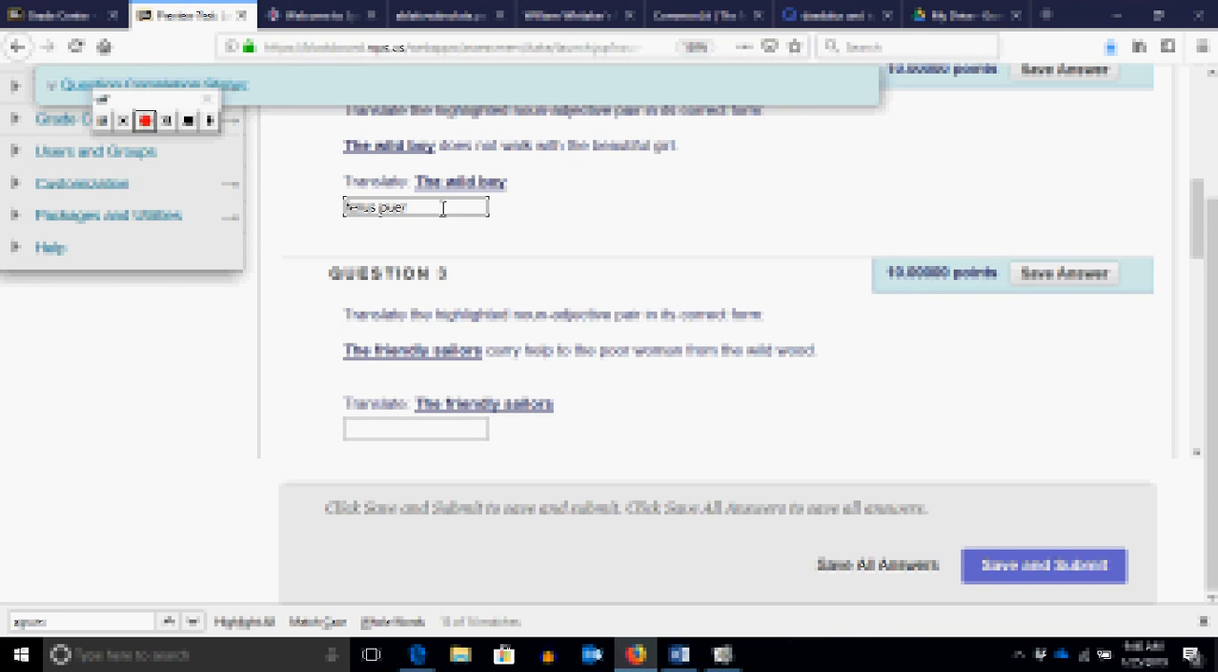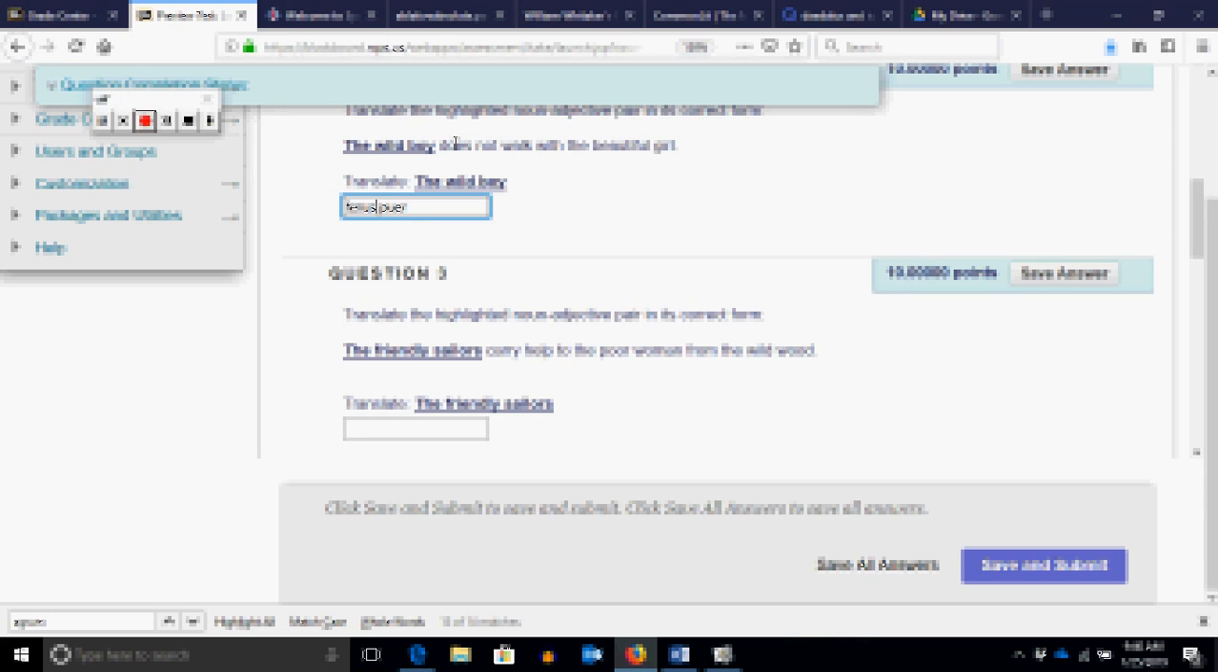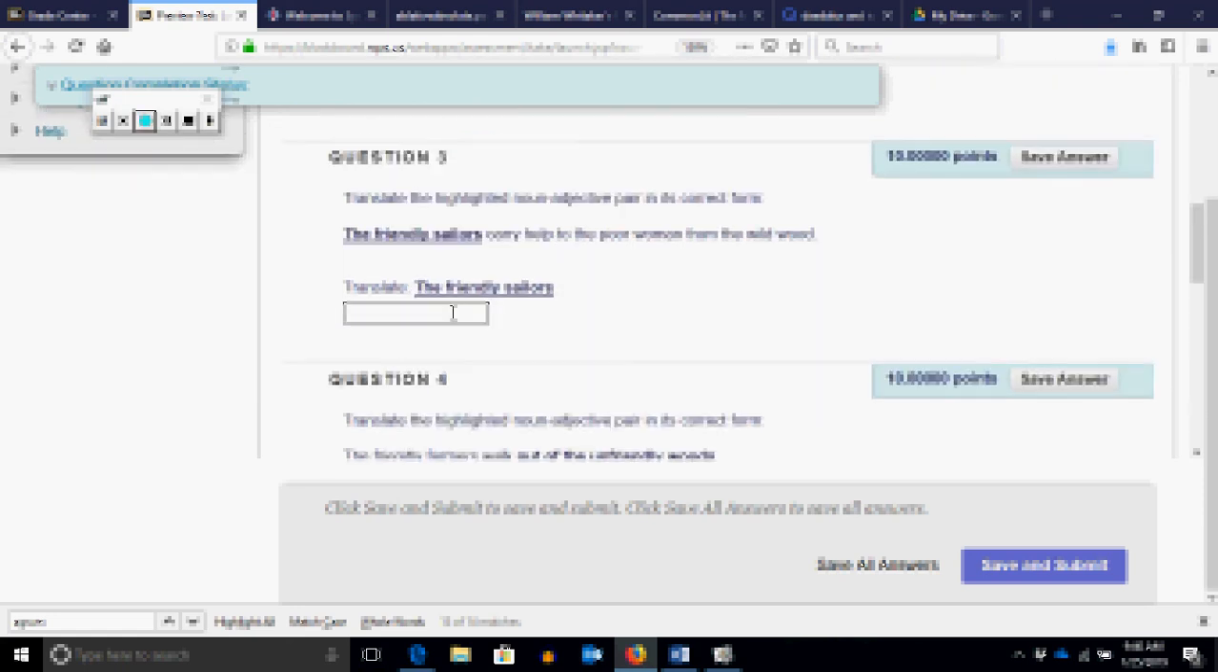And there would be ferus, puer. And now I have to, what does my chart say? Now I have to identify the role of the English noun. Is it before the verb? Oh, yes, indeed, because walking is the action that does or does not take place here. So I'm to the left of that. I'm going to stay in the nominative. And is it singular? Oh, yes, it is. Oh, it's ferus puer, ladies and gentlemen.